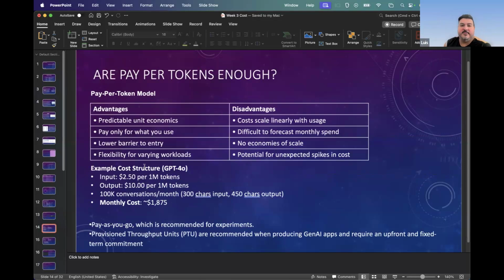So what are the advantages of using pay per token? They're predictable. You only pay for what you use. You don't have to worry about setting anything up, and they're very flexible.